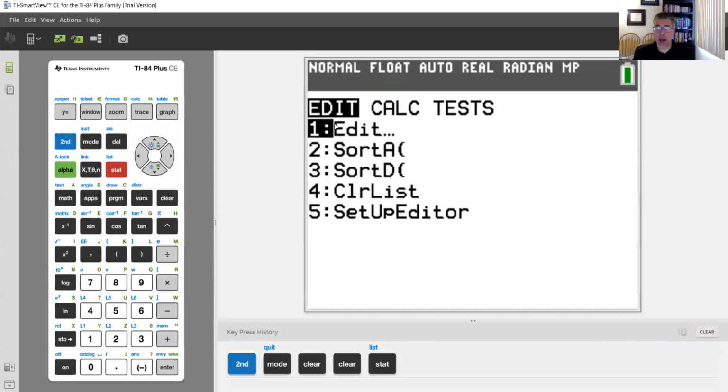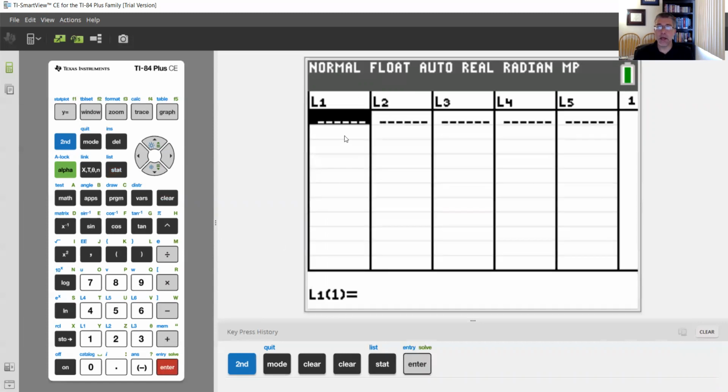So it's already highlighted as edit. So I want to edit a list of statistics here. And so I'm just going to hit enter. It's already on 1, enter. And it comes up with these lists, L1, L2, L3, L4. And I'm going to enter some values into these lists. And I'm going to say that the first value in the list was 5.